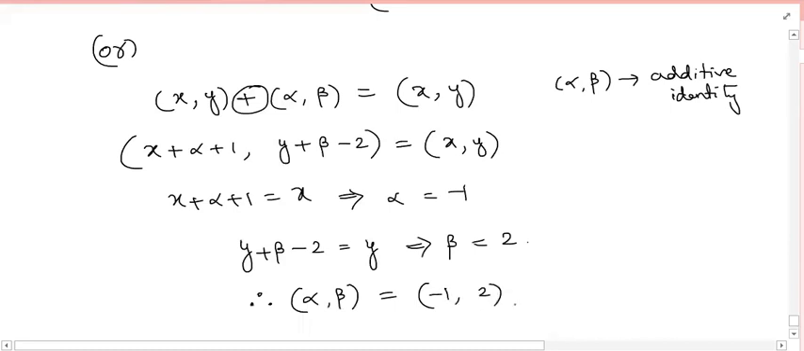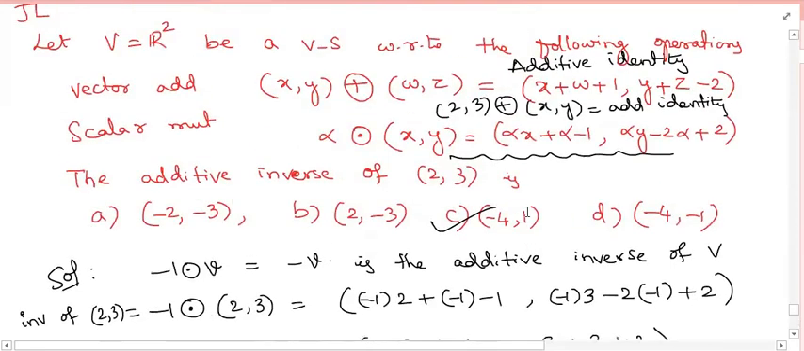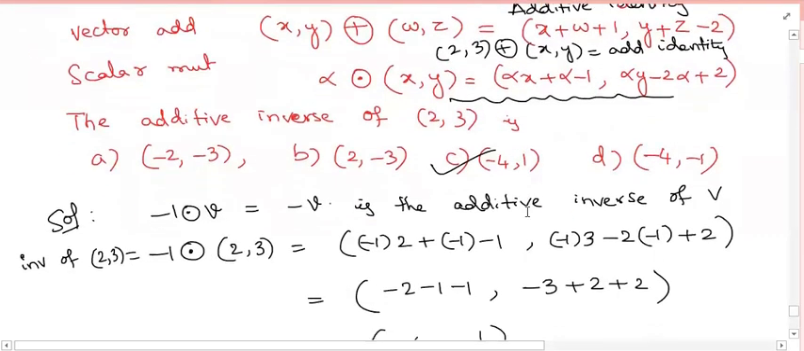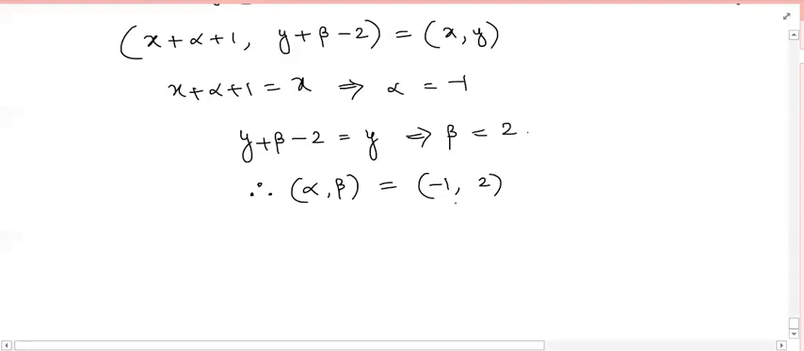Don't confuse it with the zero vector 0 comma 0. 0 comma 0 is the zero vector with respect to standard operations. But here the operations are not standard operations, so we have to calculate the zero vector. That may not be 0 comma 0. For example, here we are getting minus 1 comma 2. So this is called the zero vector, the additive identity.